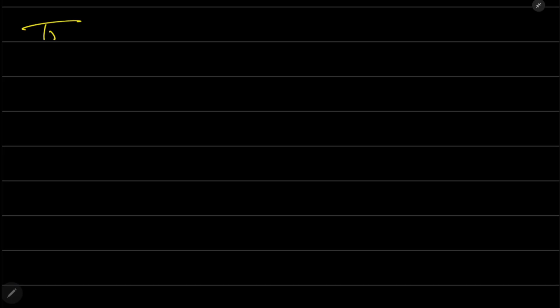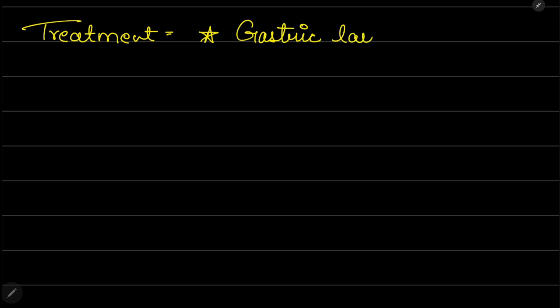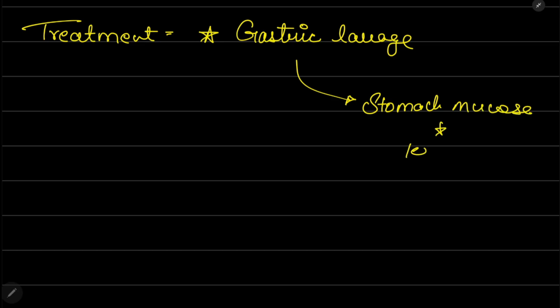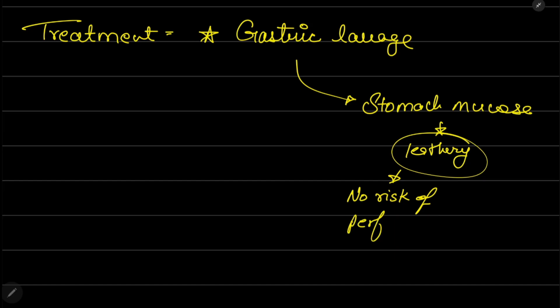Now we are going to learn about the treatment. The treatment would be the same as in the previous video, but we have learned a particular exception for gastric lavage: we can use gastric lavage in carbolic acid poisoning. Why can we use it? Because it turns the stomach mucosa leathery, so there is no risk of perforation. So we can safely use gastric lavage in carbolic acid poisoning.